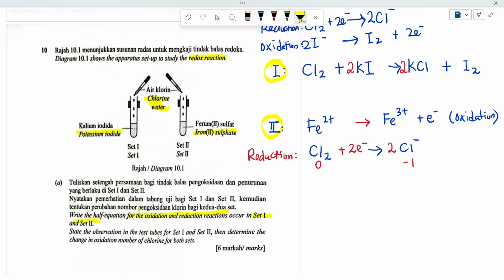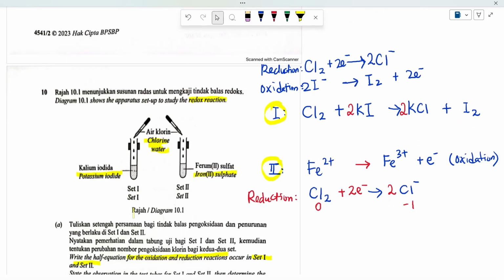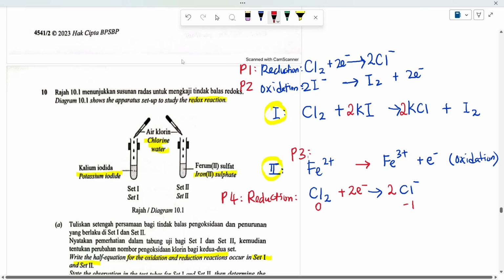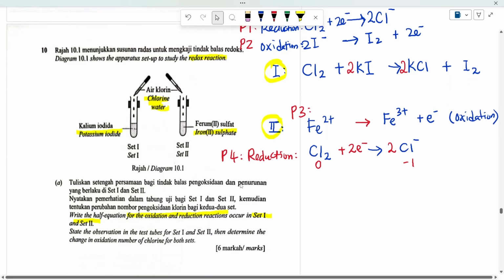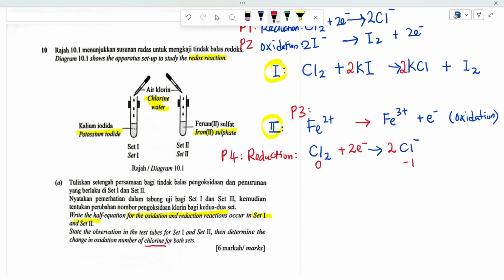So all are here already. Set 1: reduction, oxidation. Set 2: oxidation, reduction. So 4 marks already. So altogether how many marks? 6 marks. So another 2 marks. Determine the change in the oxidation number for chlorine for both sets of experiments.